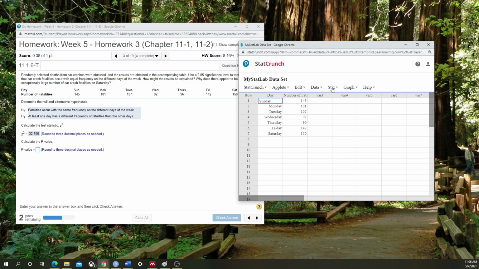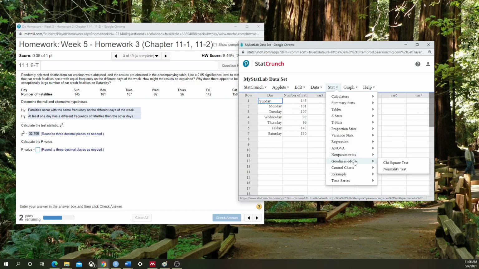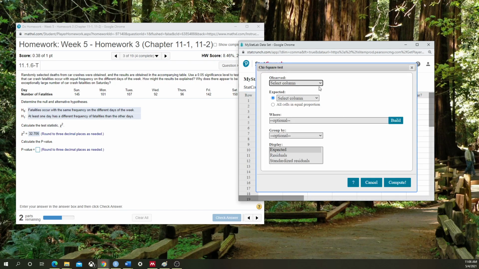Here's day, here's fatalities. What I'm going to do is go to Stat, Goodness of Fit, chi-squared test. I'm going to select number of fatalities as my observed. And then it has an option here: what did it expect? We expect it to be equal across all days. That is our null hypothesis, that fatalities occur with the same frequency on different days of the week. So we'd expect that if we continue to collect over time, we would see on average that the frequency of crash fatalities is equivalent and independent of what day you're looking at.